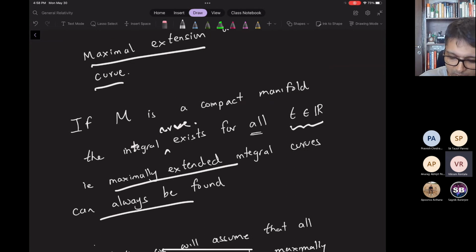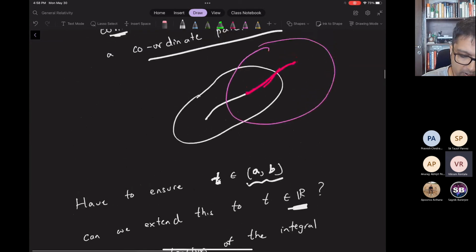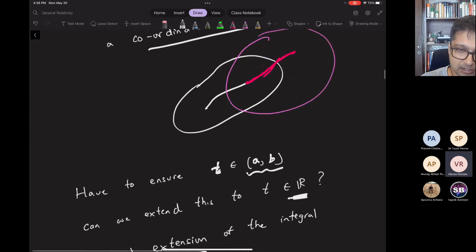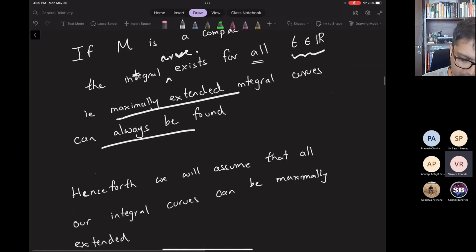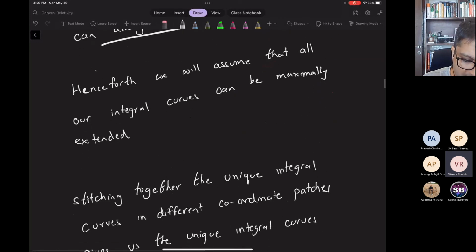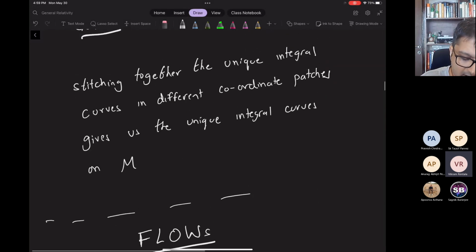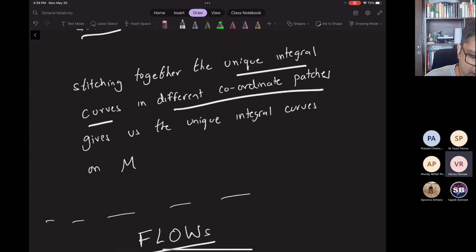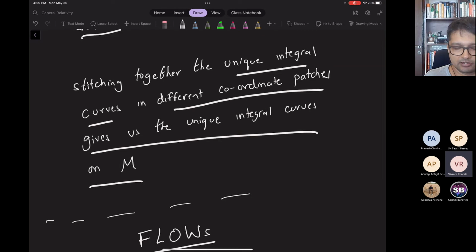In general, we're not going to be working with compact manifolds, but we'll assume that you can get these kinds of extensions. So we'll assume that all our integral curves can be maximally extended. And this is what I said earlier: if we stitch together the unique integral curves in different coordinate patches, this gives us the unique integral curves on the full manifold. Any questions here?